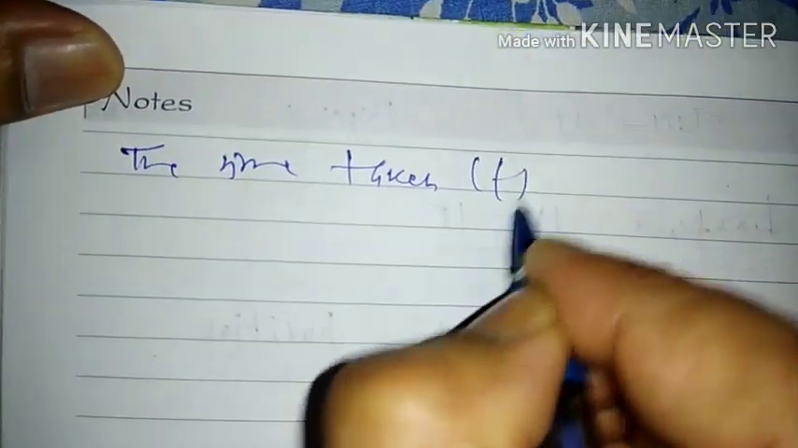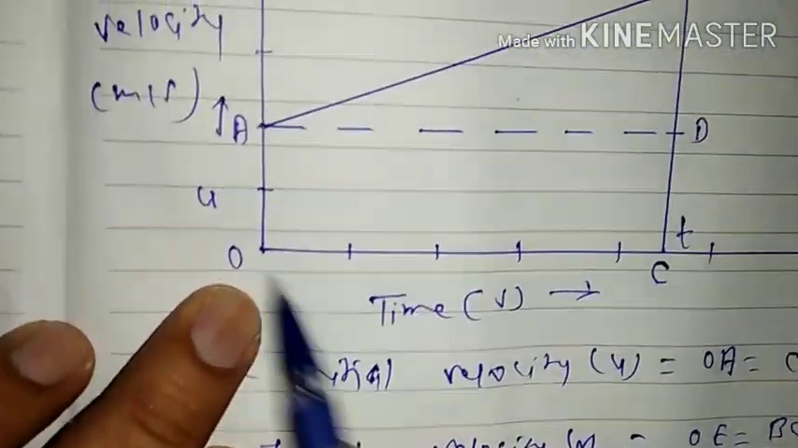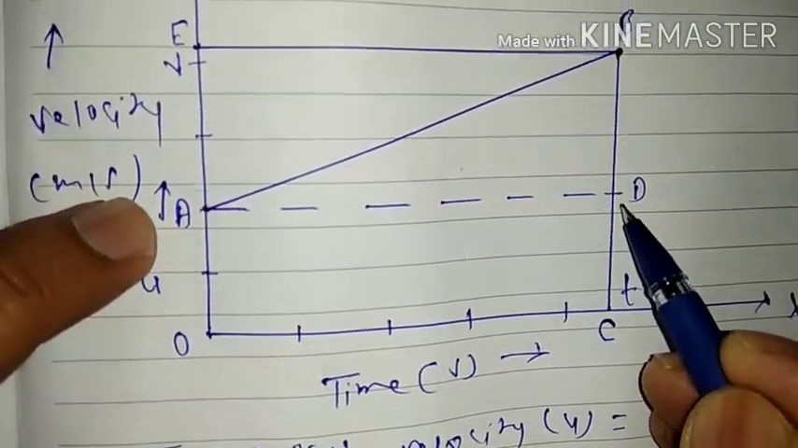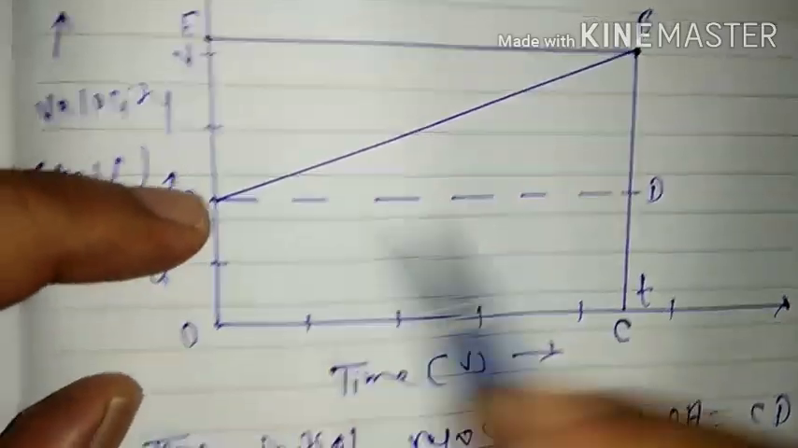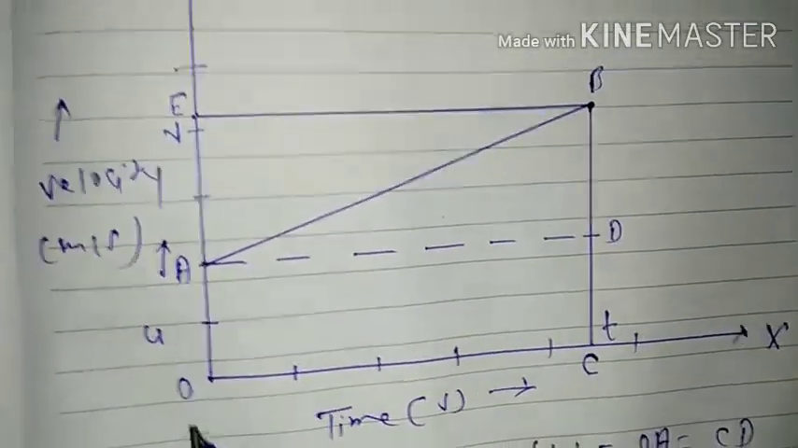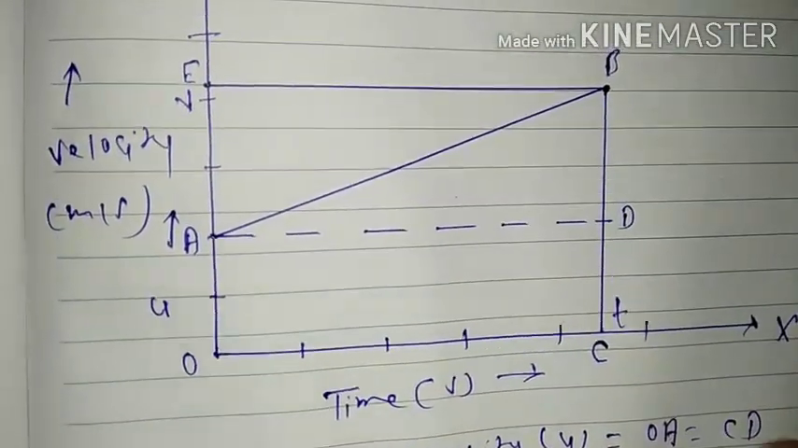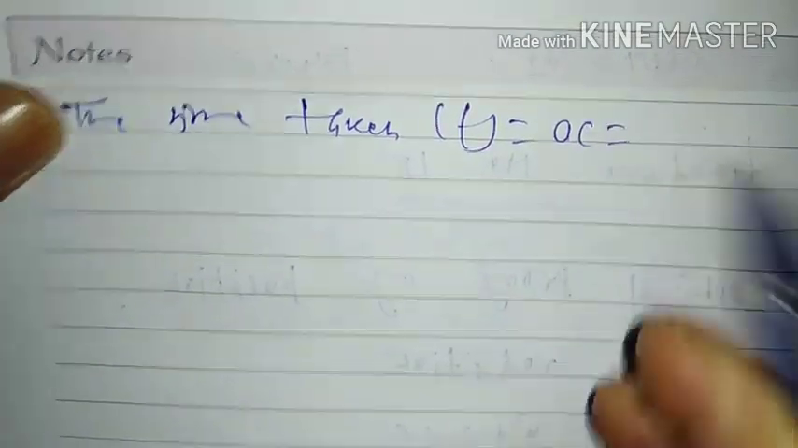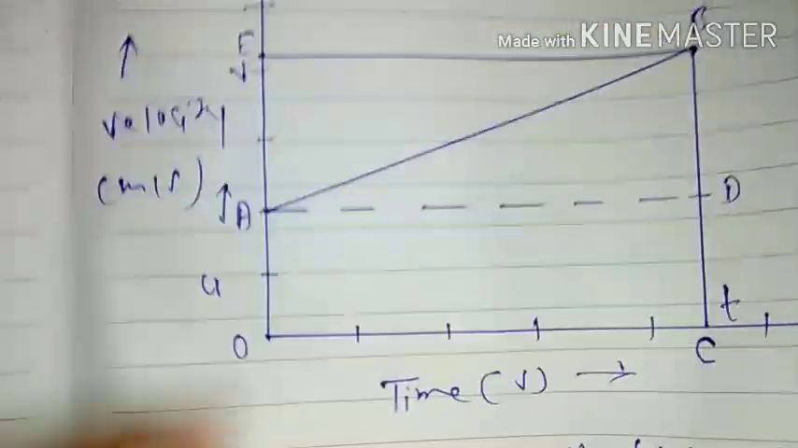Now, the time taken, or time interval t, is represented by the distance OC. So OC is equal to t, and OC is equal to AD, because OC and AD are opposite sides of rectangle OADC. So the time interval t is equal to OC, and this is equal to AD.